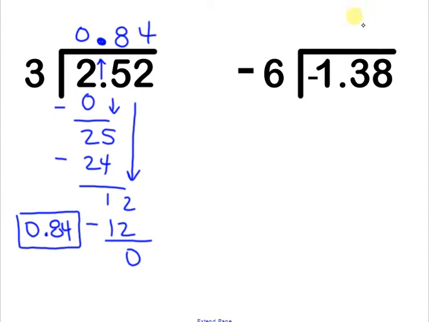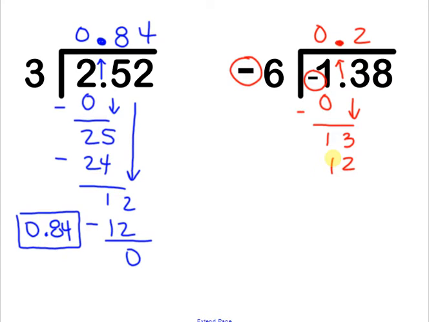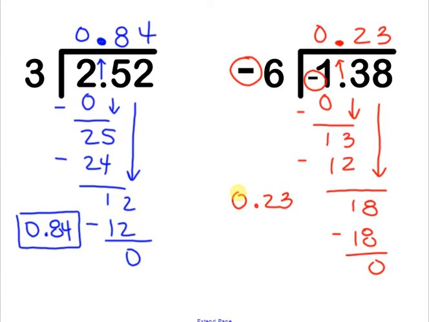Okay. Now here I have a negative divided by a negative, and I'm going to bring my decimal straight up to the roof. 6 goes into 1 0 times. 0 times 6 is 0. 1 minus 0 is 1, and I'm going to bring down the 3. 6 goes into 13 2 times. 2 times 6 is 12. 13 minus 12 is 1. Bring down the 8. 6 goes into 18 3 times. 3 times 6 is 18. Subtract. 18 minus 18 is 0. Nothing left to bring down. I have a negative divided by a negative, which is going to be a positive 0.23.